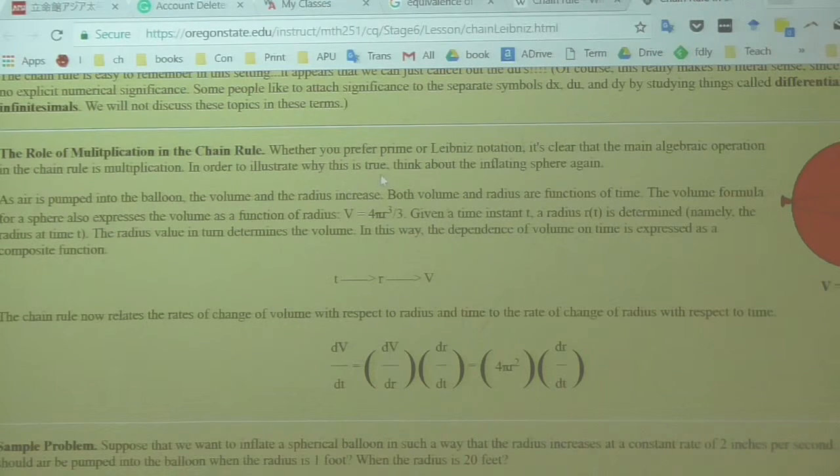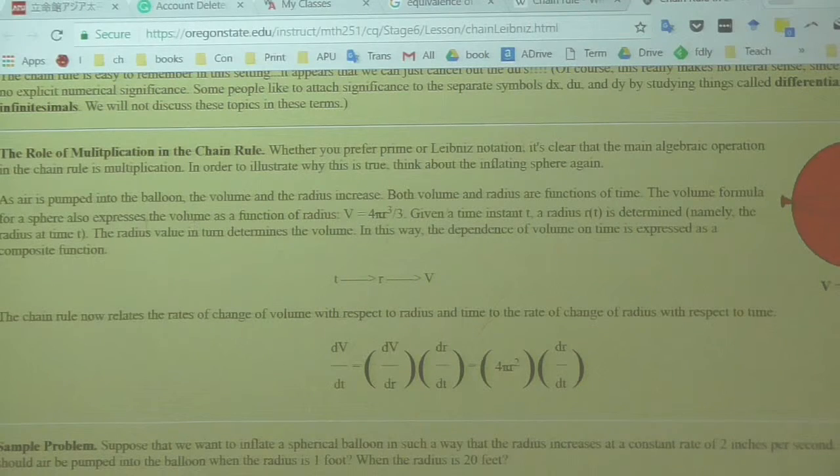In order to illustrate why this is true, think about inflating a sphere. So here's a sphere and it's a balloon, you can blow it up. Air is pumped into the balloon and the volume and the radius increase. Both the volume and the radius are functions of time. As you blow it up, over time, the volume increases. The volume is a function of time, and the radius is a function of time, right?